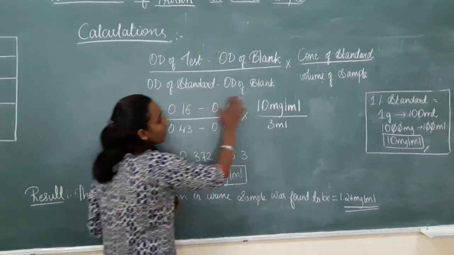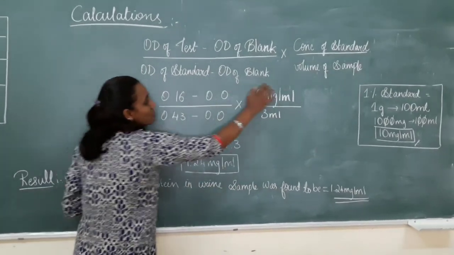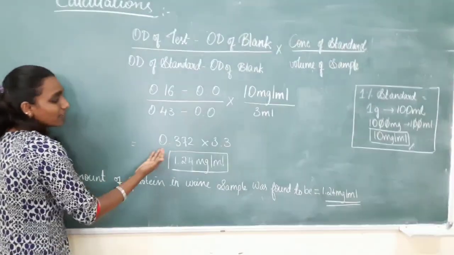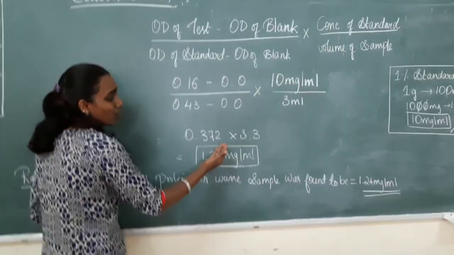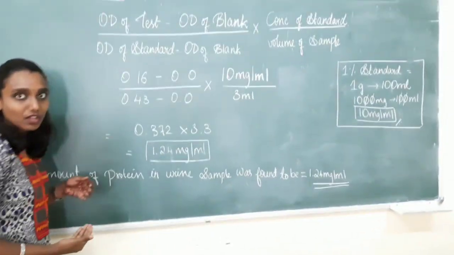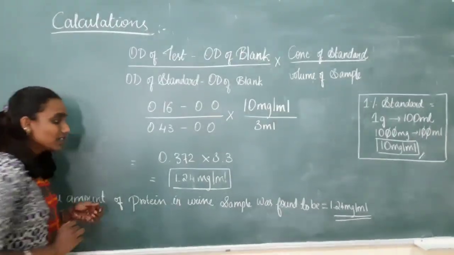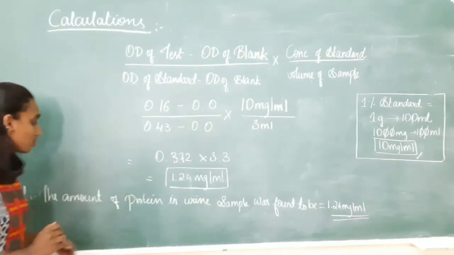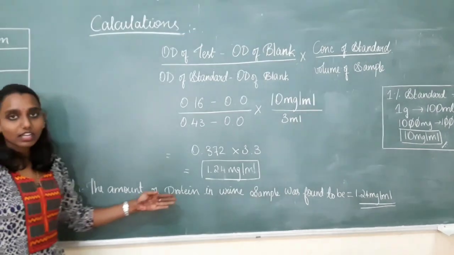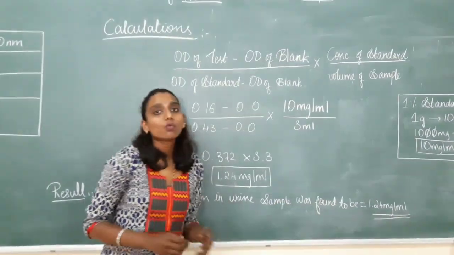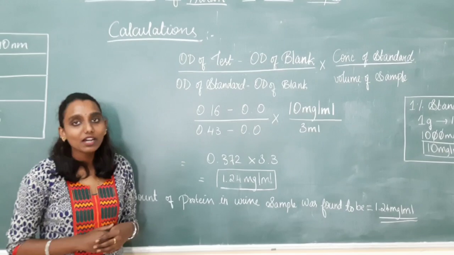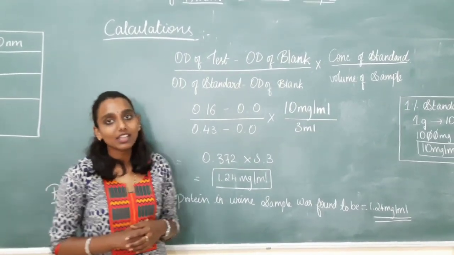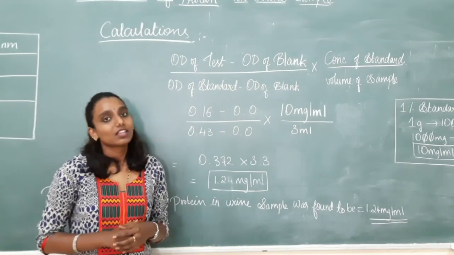So we have put all the values into our formula. When we calculate this, we get 0.372 into 3.3, which gives 1.24 mg per ml. So the amount of protein in the urine sample was found to be 1.24 mg per ml. This is how we estimate the amount of protein that is present in the urine sample. Thank you class.